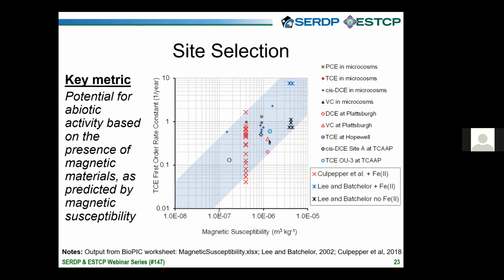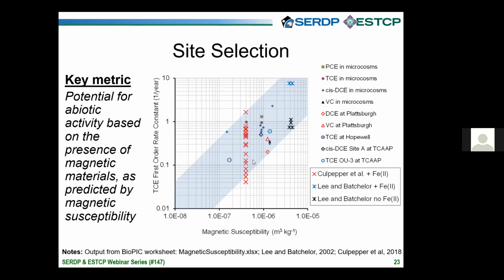What we need to pay attention to on this slide is the range of magnetic susceptibilities that's measured in meters cubed per kilogram. And the range extends over about 2 orders of magnitude, from 10 to the minus 7th to 10 to the minus 5th meters cubed per kilogram. And there's been a general association between magnetic susceptibility in that range and increases in the abiotic rate constants.